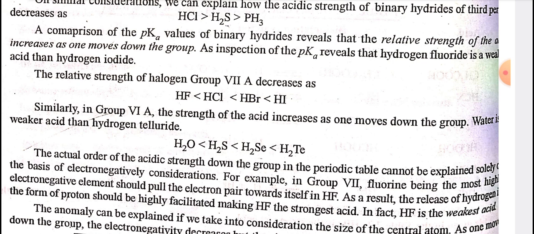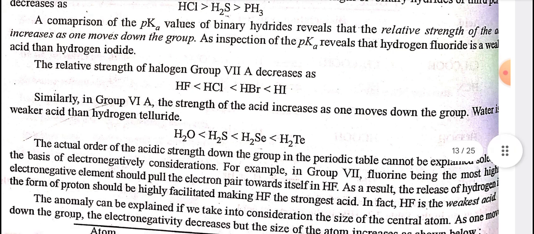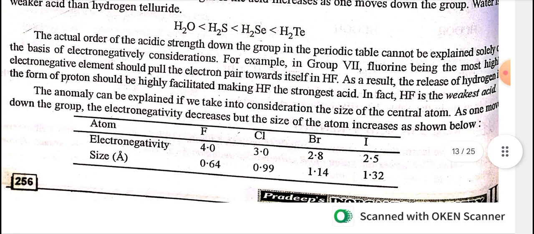The actual order of the acidic strength down the group in the periodic table cannot be explained solely on the basis of electronegativity considerations. For example, in group 7A, fluorine being the most highly electronegative element should pull the electron pair towards itself in HF. As a result, the release of hydrogen in the form of a proton should be highly facilitated, making HF the strongest acid. In fact, HF is the weakest acid.